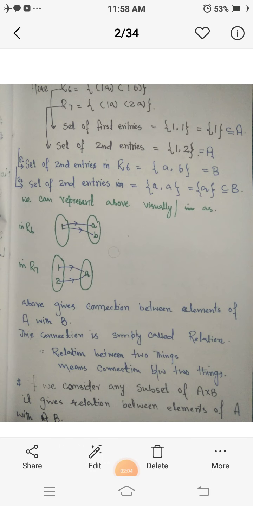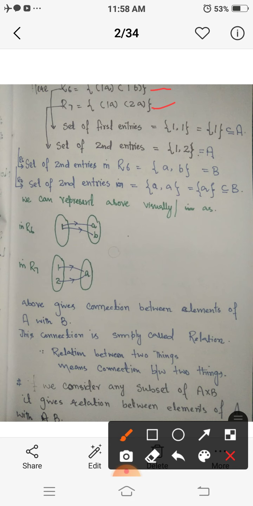Now let us consider only two subsets among these 16 subsets. Here R6, which is {(1,a), (1,b)}, and the second one is R7, that is {(1,a), (2,a)}, because these are two different subsets of this A cross B. Now in R6, the set of first entries is {1, 1}, because this R6 contains two different ordered pairs (1,a) and (1,b), and in these two ordered pairs the set of first entries is 1, 1. In sets we can simply write this as the singleton set {1}. So clearly this {1} is a subset of the first set, that is set A.